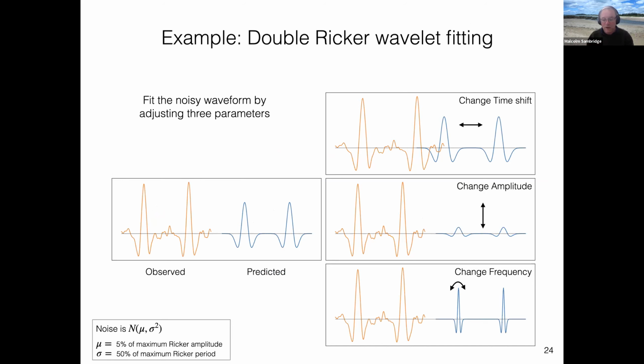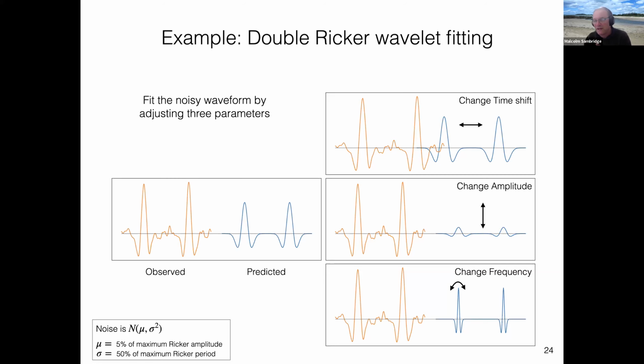I'm just fitting a double Ricker. This is inspired by the work of Engquist, who showed examples like this for a single Ricker. So I've just made it a little bit more complicated. And again, I had some lovely animations that you'll want to look at later, but you probably won't see. The predicted waveform has to match the observed waveform.